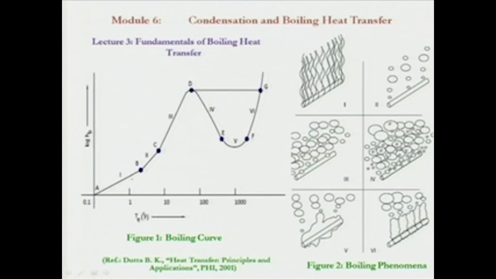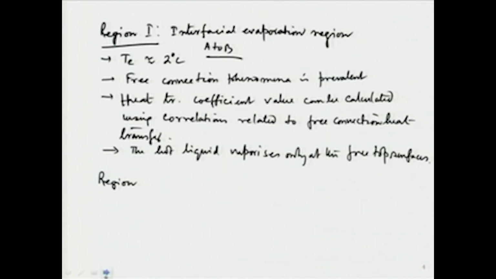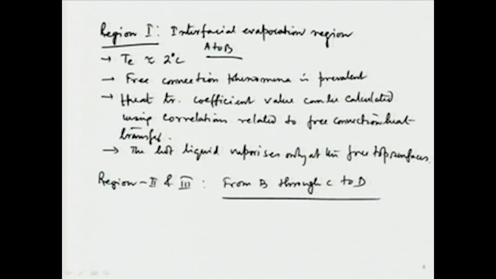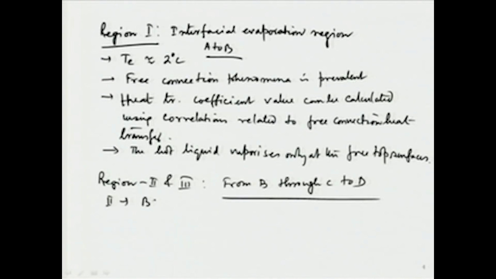Now, from B to D, actually, I will say that if we say region 2 and 3, they cover from B through C to D. So, this is what is happening. Now, actually there are two parts. Region 2 indicates BC and 3 indicates C to D. Okay. These are the two regions.